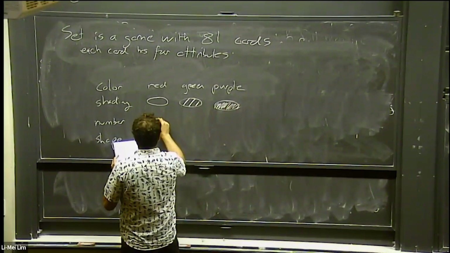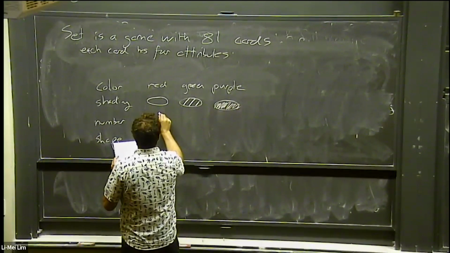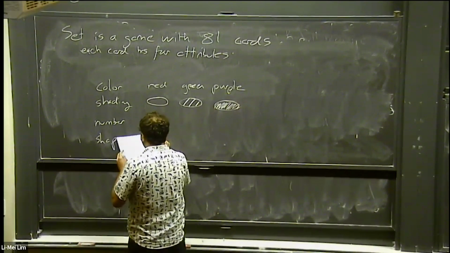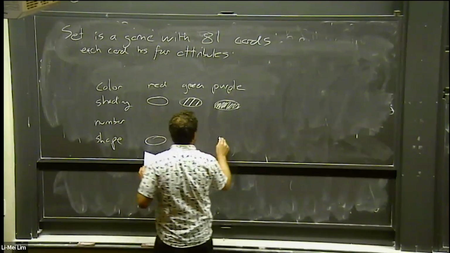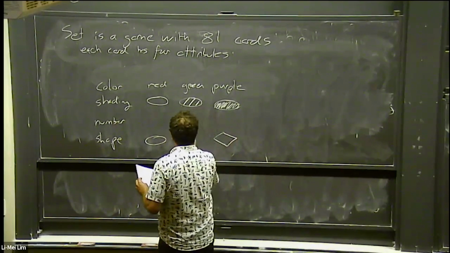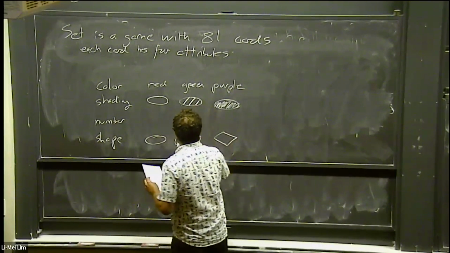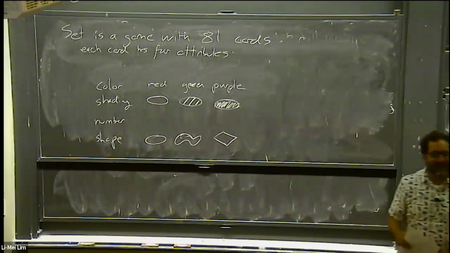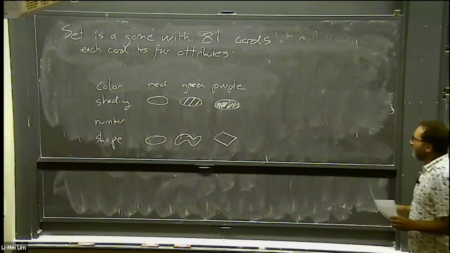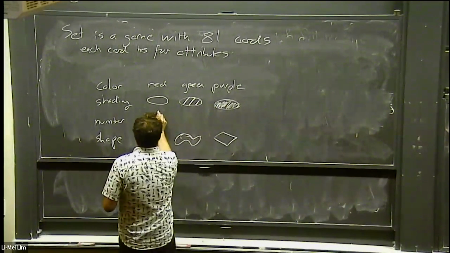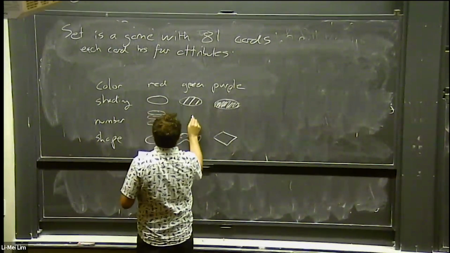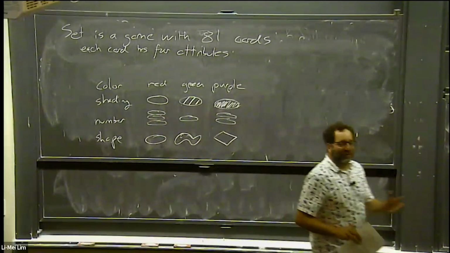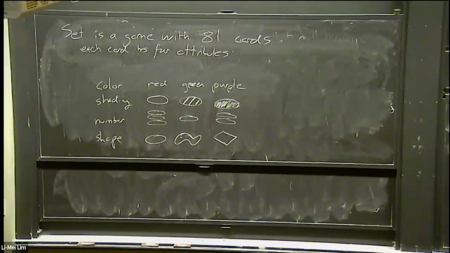The number is this little shape. Oh, by the way, maybe I'll do shape next. The shape can be an oval, it can be a diamond, or it can be this shape that players of this game don't have a well-defined name for. I call it the squiggle. Some people call it the peanut, but it is whatever it is. It's this kind of shape. And then the number can be either 3, 1, or 2. I know I wrote these numbers in a weird order, but there's a reason for that too.